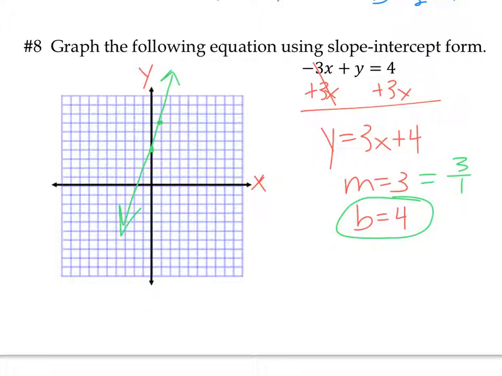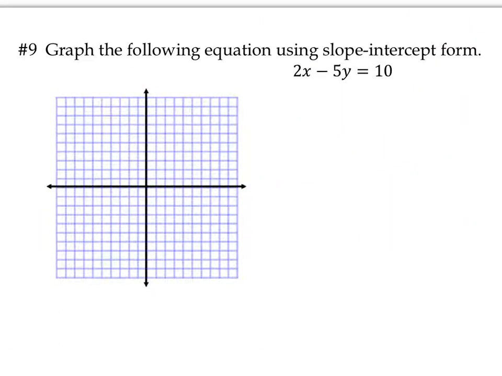So plot your y-intercept, use the slope to get a second point, and then draw your line through them. Put arrows on both ends. Draw a nice, neat graph so that it looks organized and makes sense. Look at one more example here. A little more work to do to solve for y, so let's do that first.